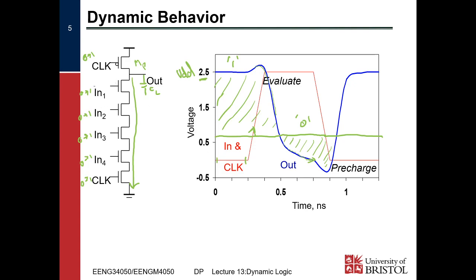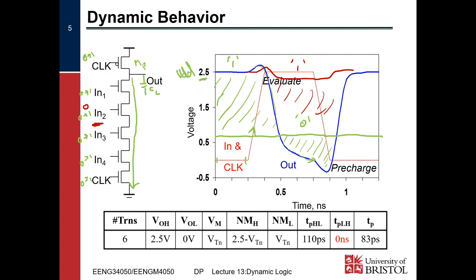If, on the other hand, one of these hadn't transitioned, so imagine that this transistor here had actually been 0, then our output would have dropped a little bit, stayed there, and then charged back up to 2.5 volts. So it would have stayed at a logical 1.